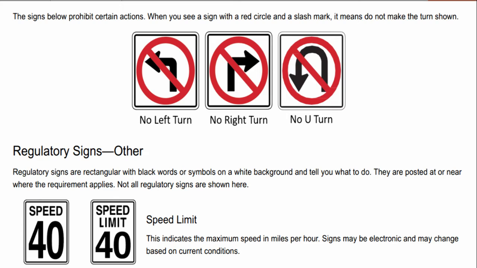Page 8. Regulatory signs, other. Regulatory signs are rectangular with black words or symbols on a white background and tell you what to do. They are posted at or near where the requirement applies. Not all regulatory signs are shown here. Speed limit. This indicates the maximum speed in miles per hour. Signs may be electronic and may change based on current conditions.